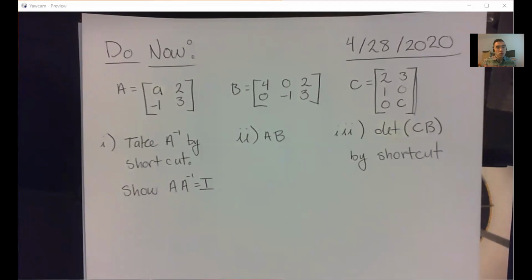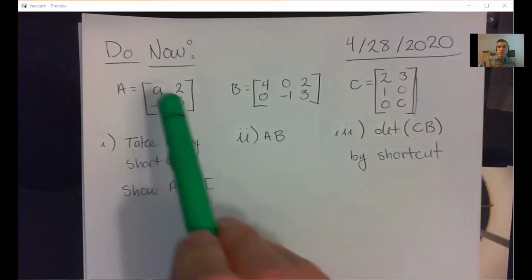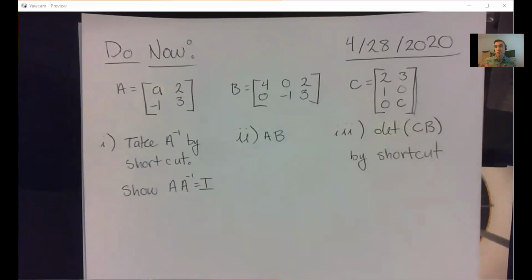Item 1. And also the other thing about today's warm-up that I want y'all to notice is that at the top, I'm just going to define some matrices and then reuse them for all of these questions. That will be another feature that you see in tomorrow's chapter test. Item 1, take A inverse by shortcut and then show that A times A inverse gives back the identity matrix, where matrix A is A, 2, -1, and 3.